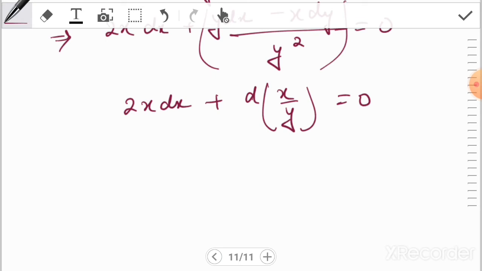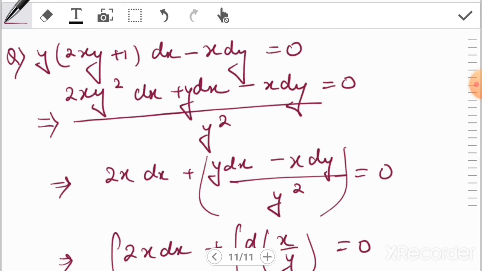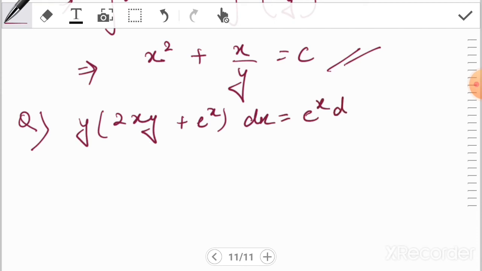Now we can integrate. So integrating, we have x square by 2, the 2 will get cancelled. So x square plus x by y is equal to c. So this is the required solution. Let us take one more example. Solve y(2xy plus e raised to the power x) dx is equal to e raised to the power x dy.